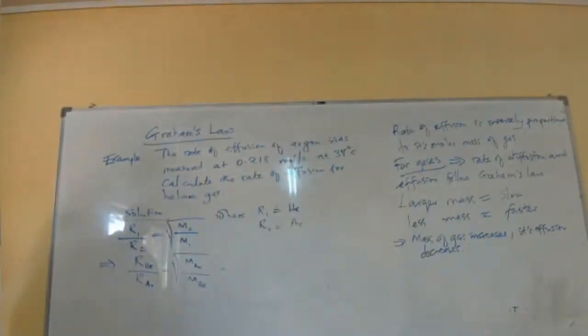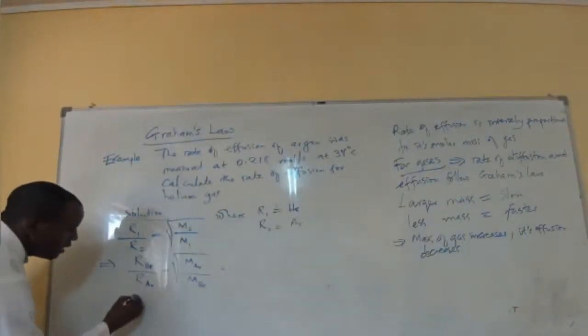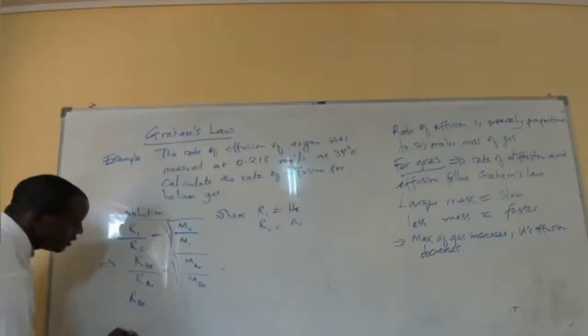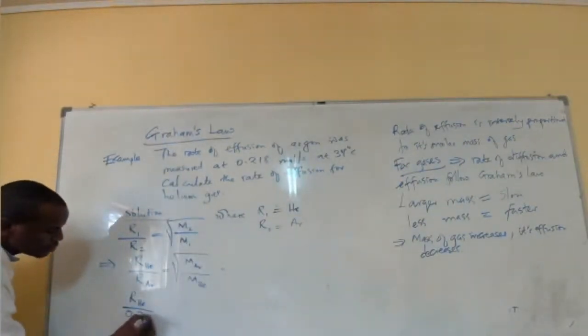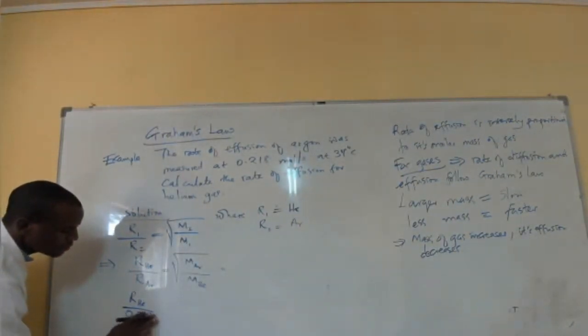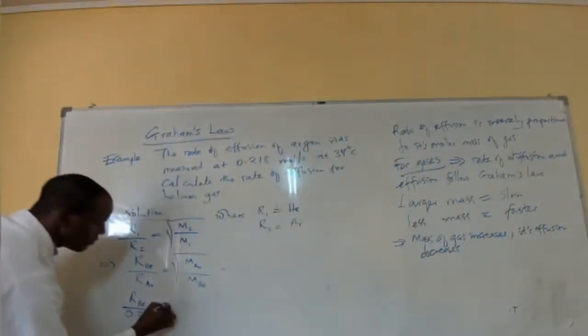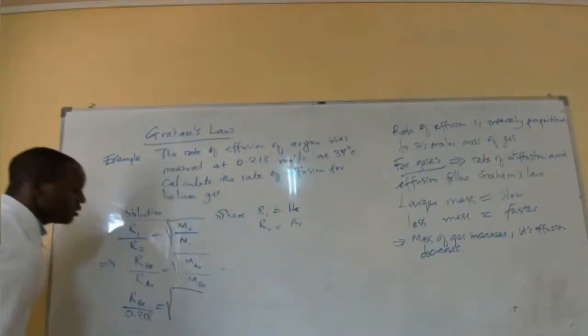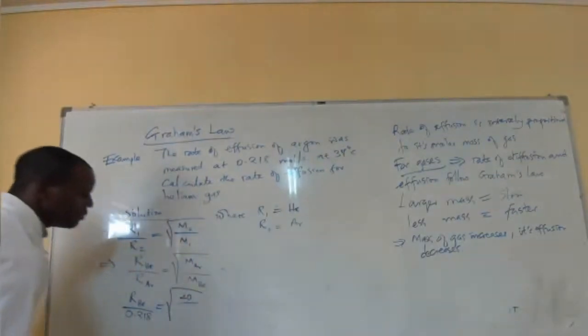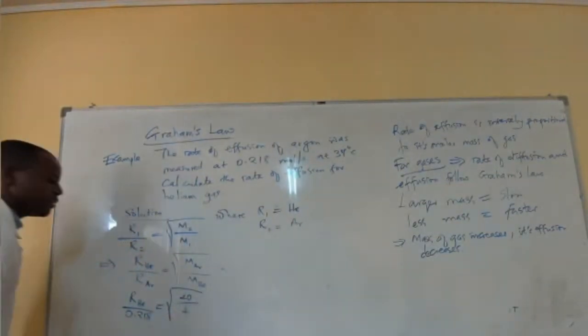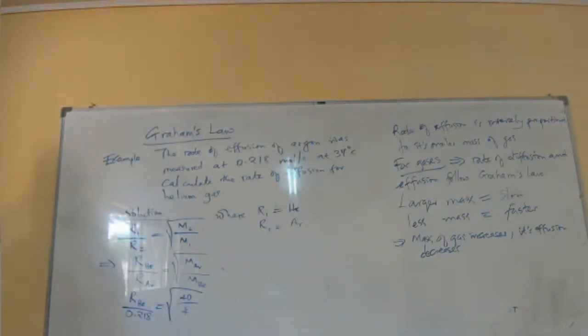So the rate of helium is not given, so we are going to find out the rate of helium. So what we have is R_He, rate of helium, we don't know, but the rate of argon is given here, so 0.218. I can leave out the units for now, is equal to the square root of the mass of argon. So the mass of argon is 40 divided by the molar mass of helium, which is 4.0. Okay?